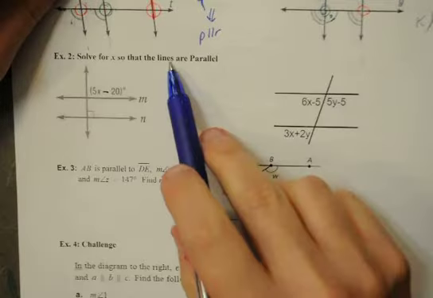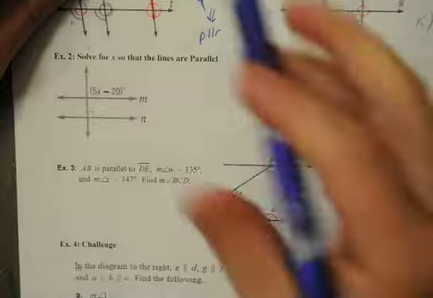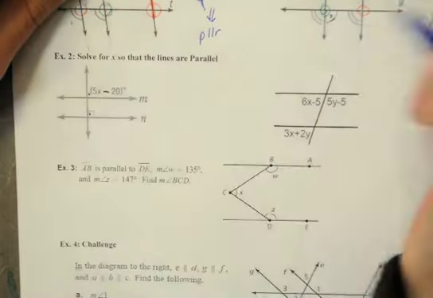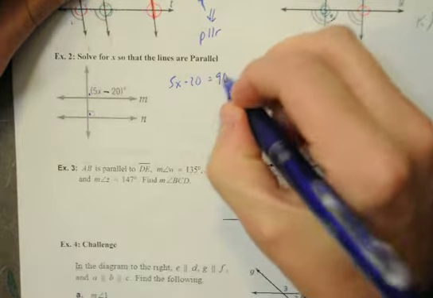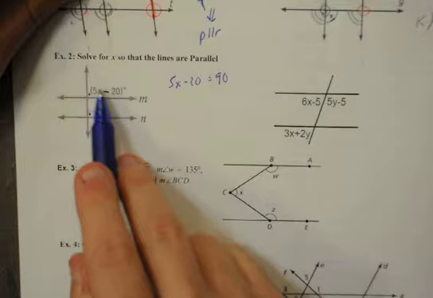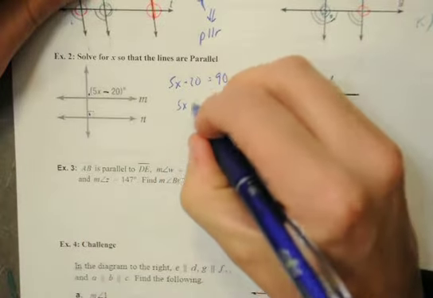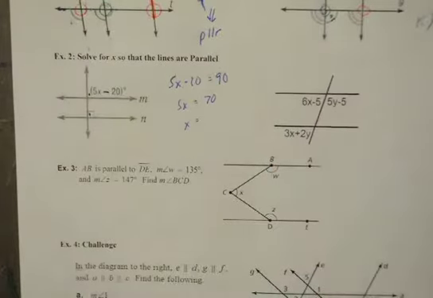Solve for x so that the lines are parallel. If I need these two lines to be parallel, I need these corresponding angles to be the same. I need 5x minus 20 to be equal to 90. That's what I need. If these are going to be parallel, that has to be the case. So very quickly doing your algebra here, 70 divided by 5 is 14.